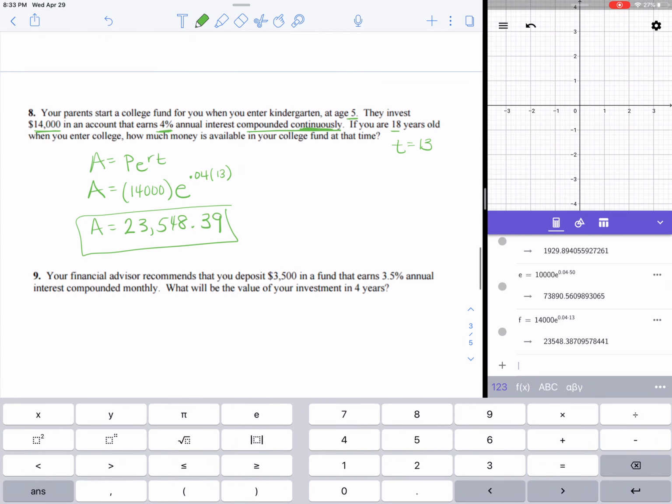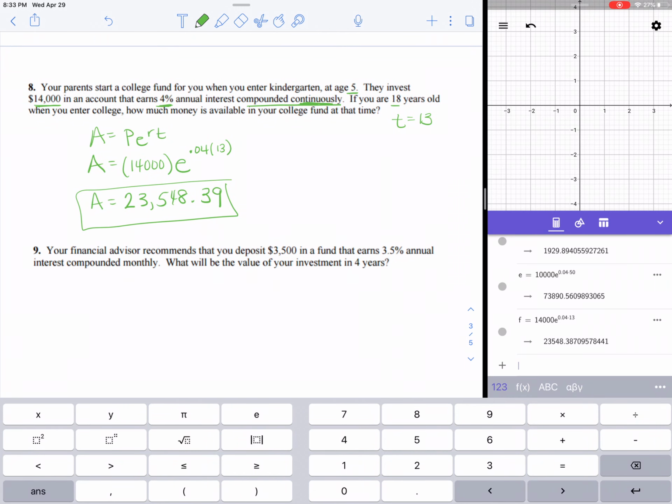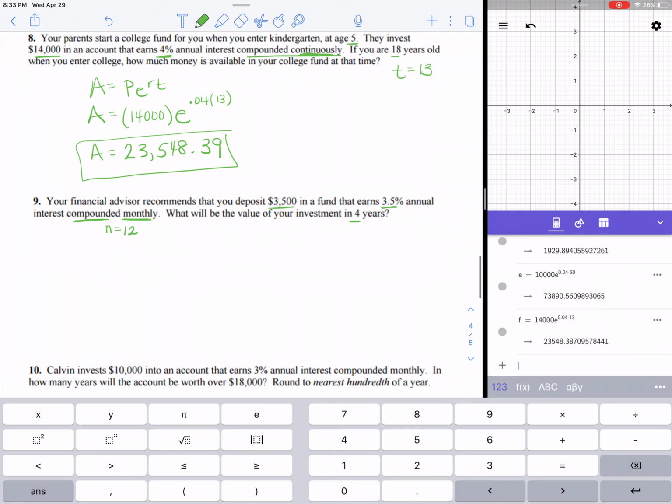Number 9, your financial advisor recommends that you deposit $3,500, so that's your principal, the P, in a fund that earns 3.5% annual interest, that is your R, compounded monthly. So that would be the other interest formula, and N would equal what? If it's compounded monthly, how many times a year is it compounded? 12 times a year. What would be the value of our investment in 4 years? So that's your time, T.